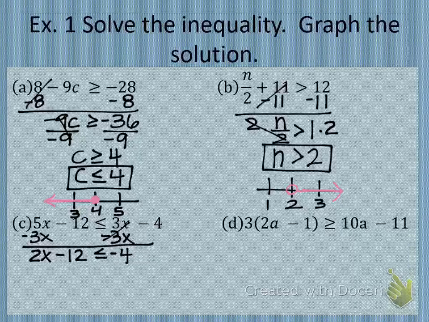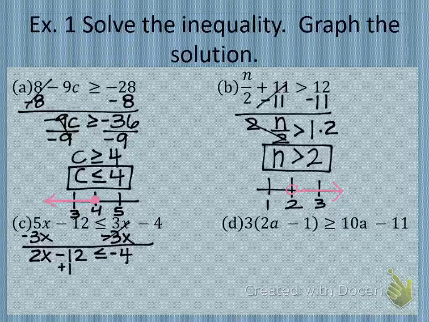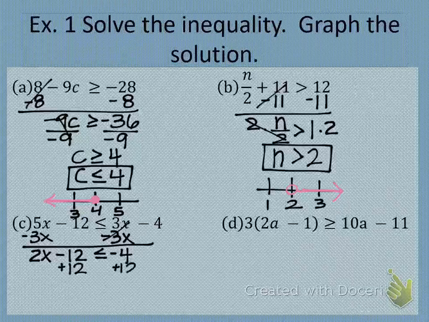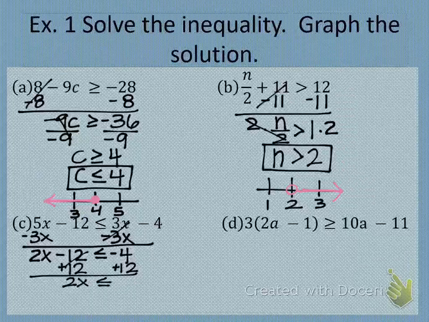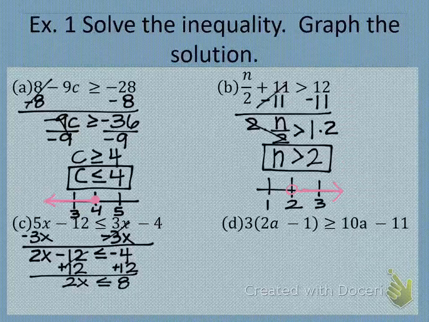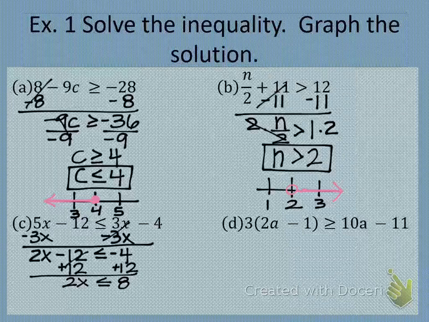All right, Alonzo, what did you guys do next? After that, we added 12 to both sides. All right, good. Now we're at the add or subtract, so we're going to add 12 to both sides. So 2x is less than or equal to 8. All right, very good. Sue, what did you guys do next?